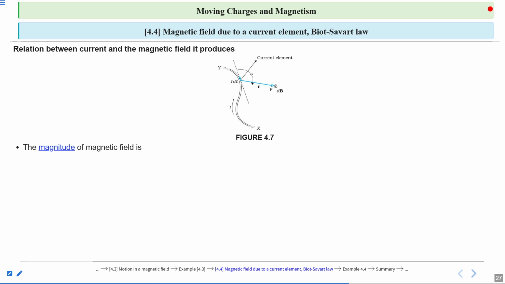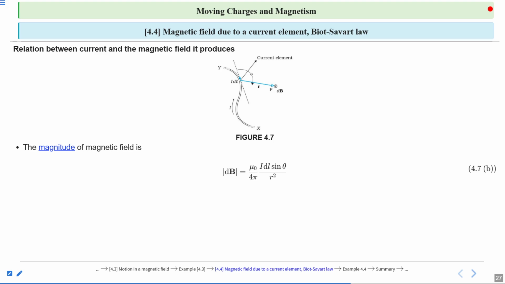So the magnitude of the magnetic field, now we will see the magnitude. You can see dl cross r will become dl r sine theta, and one r will cancel with r cube. So it will result in r square. So the magnitude of this dB is equal to mu naught by 4 pi I dl sine theta upon r square. Mark it as 4.7b.